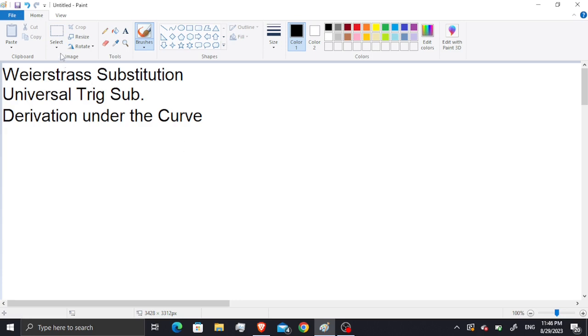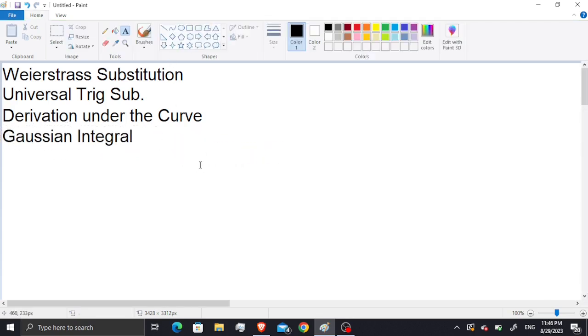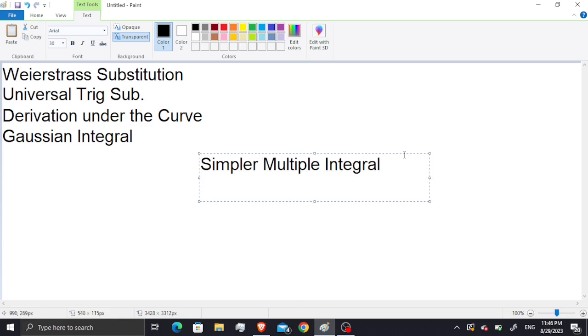But anyway, anything that deals with multiple integrals, so I guess you could say the Gaussian integral might be useful to trick them. So Gaussian integral, multiple integral, or simpler multiple integral. I don't know what they call it on Brilliant.